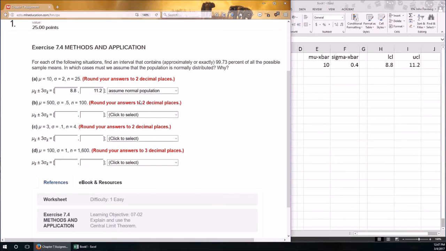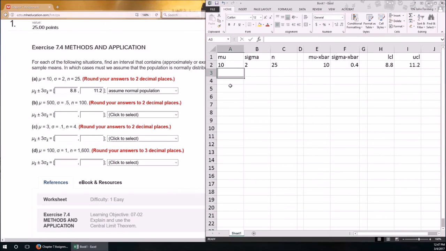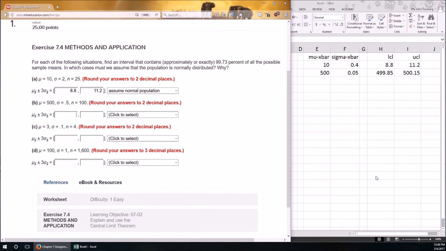B, we're given mu is 500, sigma is 0.5, n is 100. And we'll just copy these, go down. Boom. Mu sub x bar is the same as mu sub x. Sigma sub x bar is the same as sigma divided by the square root of n. And there's the lower and the upper confidence limits. 499.85, 500.15. Sample size of 100 is indeed large enough where we do not need to assume a normal population.